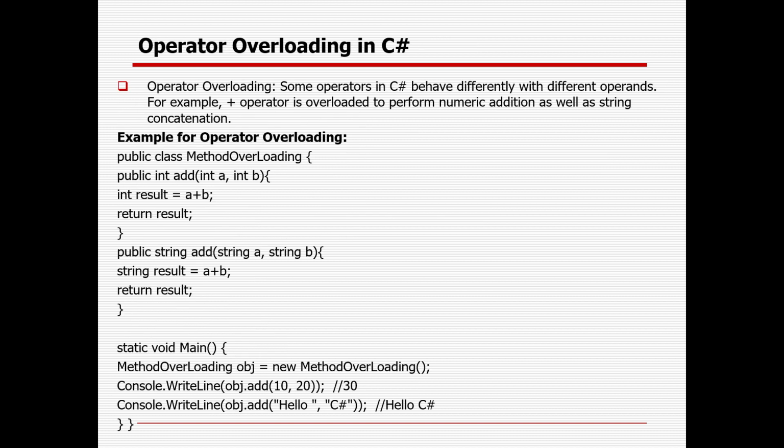Some operators in C# behave differently with different operands. The plus operator will work for integer, decimal, float, double, and byte. That is a sum operator, but for strings it will concatenate these two strings. So that's all from today's session.